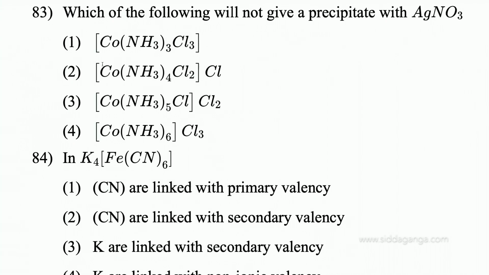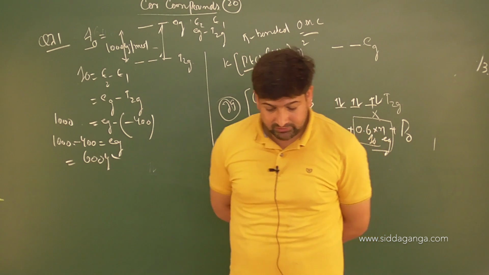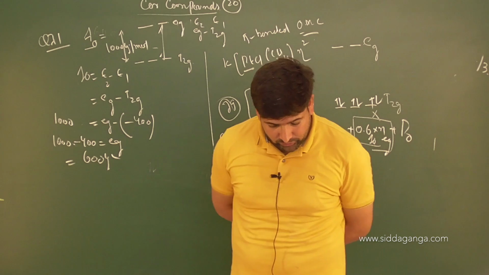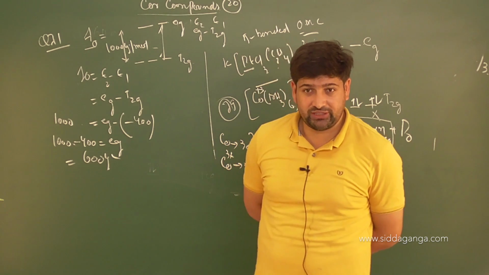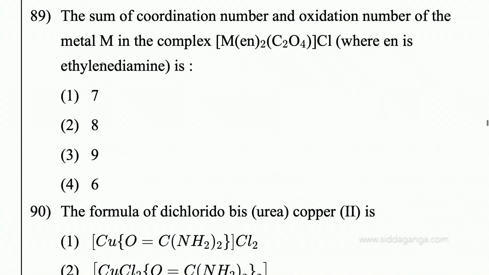Question number 80. Or you can move to another question, I'll take simple questions into play. Go to the 89th question. The sum of coordination number and oxidation number of the metal in the complex.